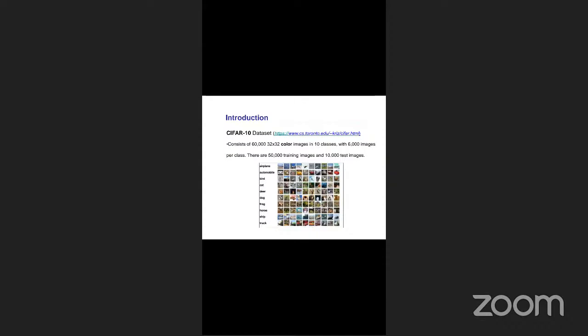And for the CIFAR database also, we have so many pictures, nearly 50,000 training images and 10,000 test images. So we have 60,000 images in 10 classes, each class with 6,000 images.